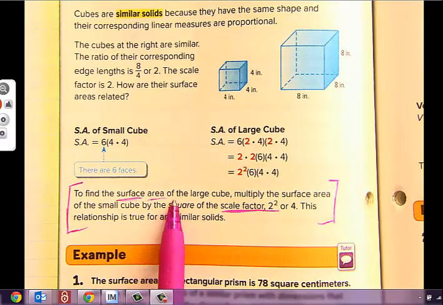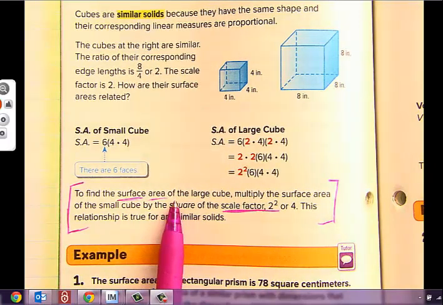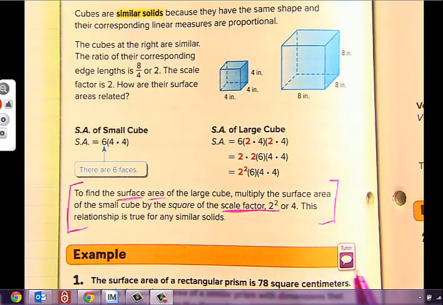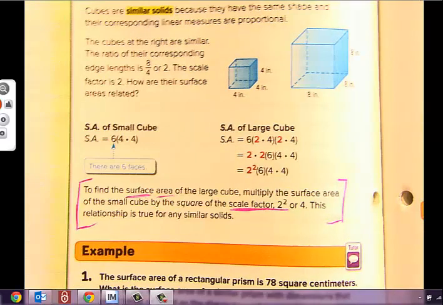So to find the surface area, anytime it asks for surface area, you're going to take the scale factor squared. Whatever the scale factor is, you square it, and then you take that times the measurement. So let's look down here at A.